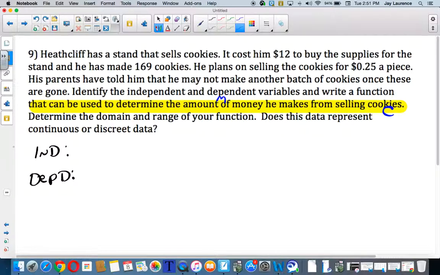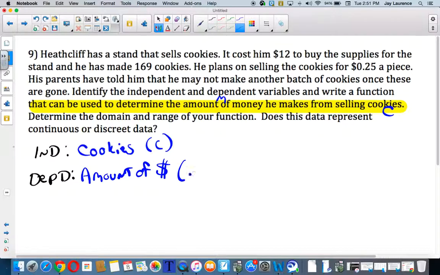Now, which one causes the change? Does the money being made cause a change in the selling of cookies? Or does selling a cookie cause the amount of money you've made to change? What's that, Ariana? You're absolutely right. The independent variable is the cookies that are sold. It causes a change in the amount of money. So the dependent variable is the amount of money. Okay, and maybe I'll do that as m.